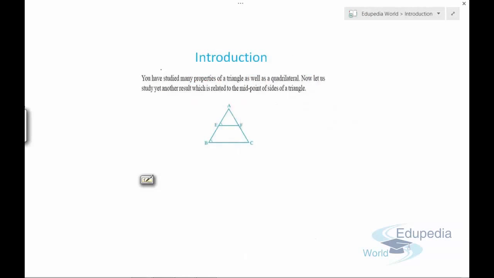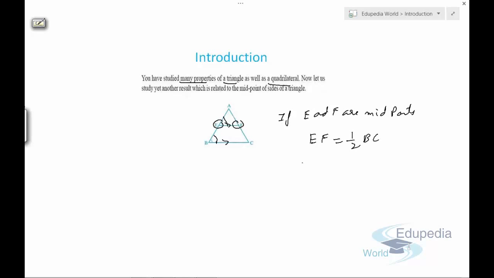Now, the introduction: you have studied many properties of triangles as well as quadrilaterals. Now let us study yet another result which is related to the midpoints of the sides of a triangle. Let's say this is a triangle and these two are the midpoints E and F, and this line is parallel to this line, so this angle will be equal to this angle. So the midpoint theorem says that if E and F are the midpoints, then EF is half of BC and EF is parallel to BC.